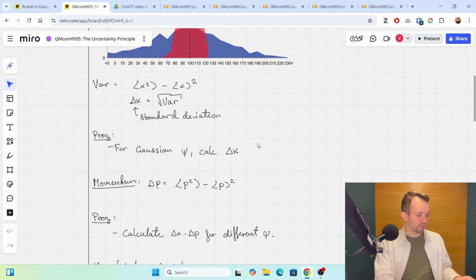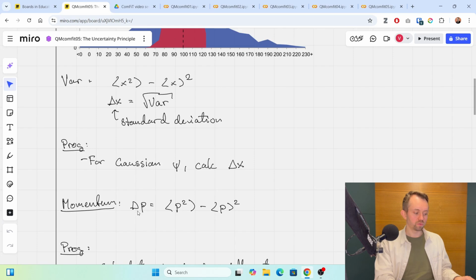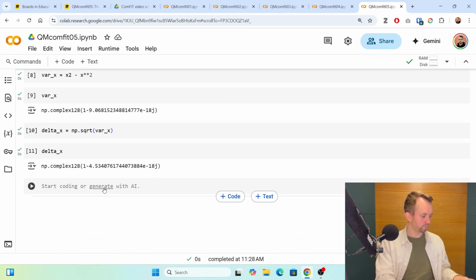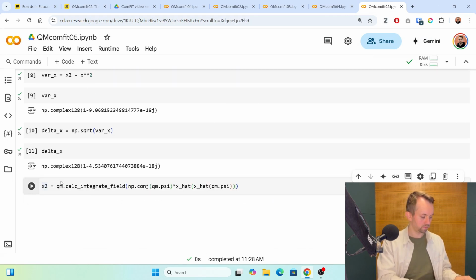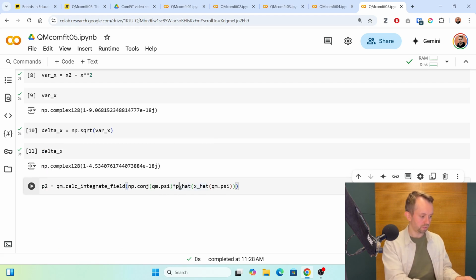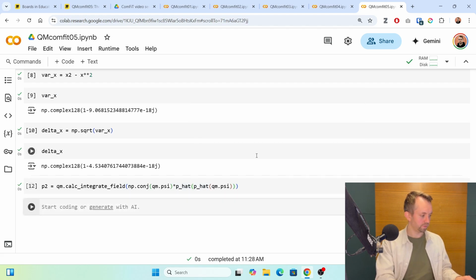The same expression is true for the variance and the standard deviation in momentum. So in momentum, we have the expectation value of p squared minus the square of the expectation value of p. We can calculate that too, and it's going to look very similar. So the expectation value of p squared is equal to, you have to act with p twice on the wave function like this.